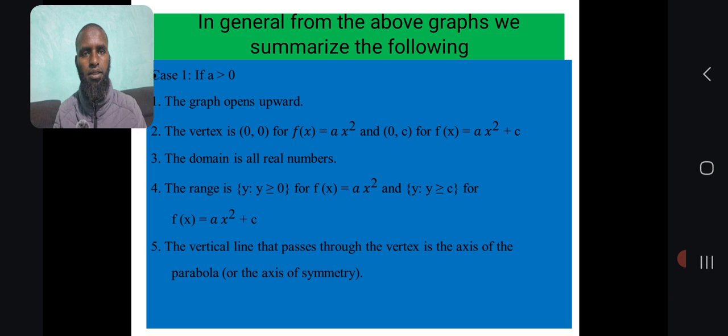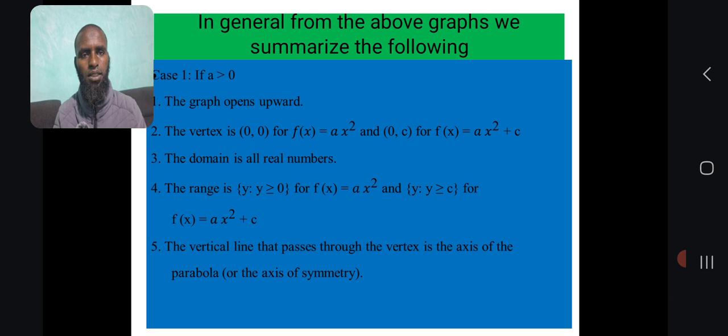The first case, if a is greater than 0, the graph opens upward. The vertex is (0, 0) for f(x) = ax², and (0, c) for f(x) = x² + c. Thirdly, the domain is all real numbers. The domain is the set of all real numbers.